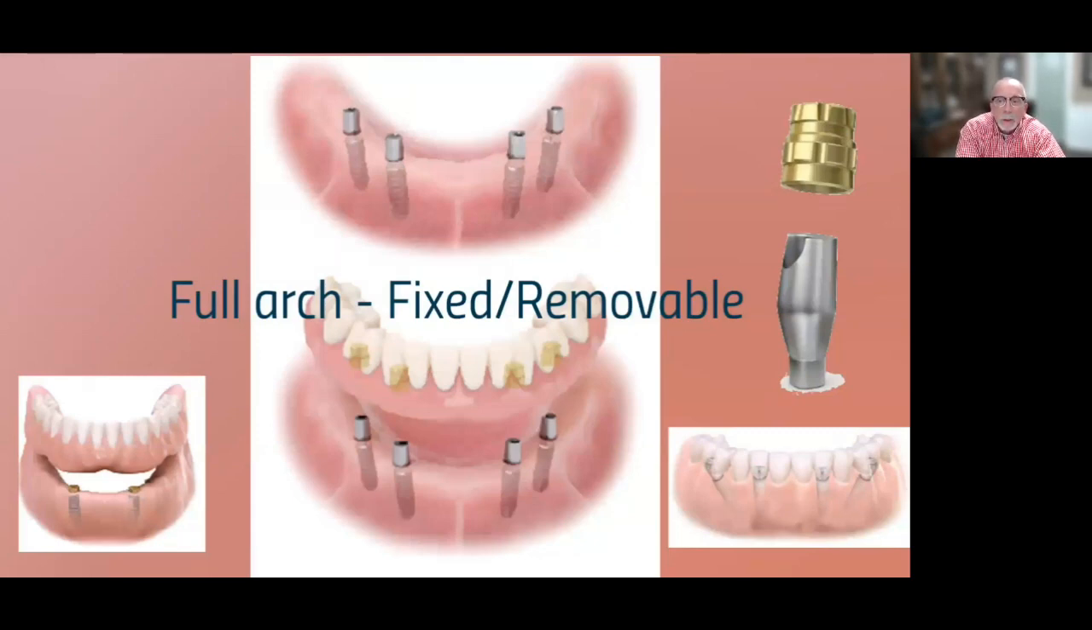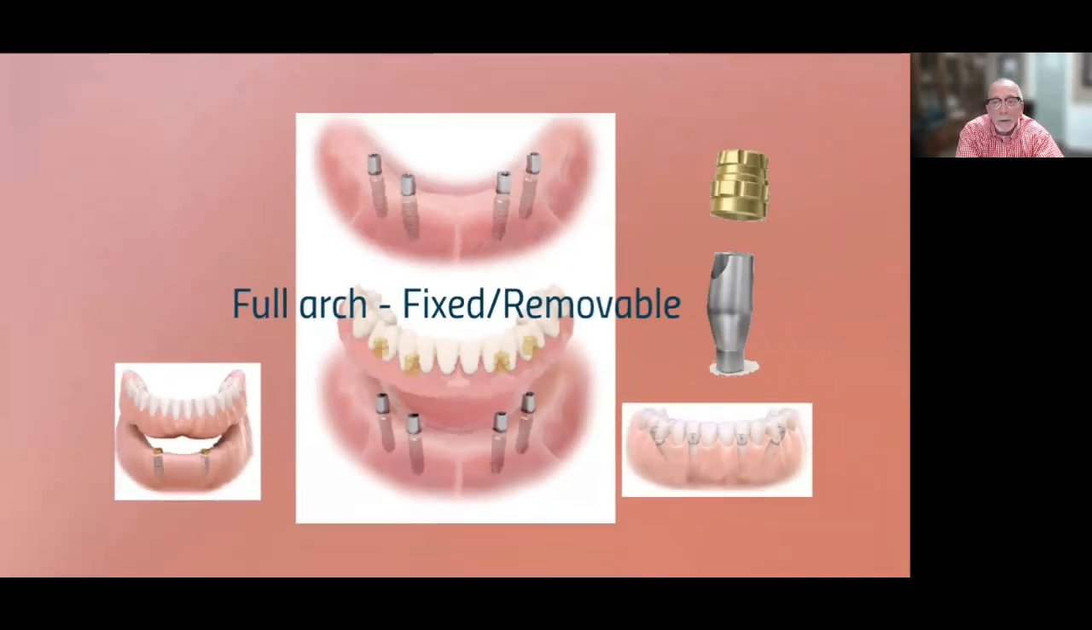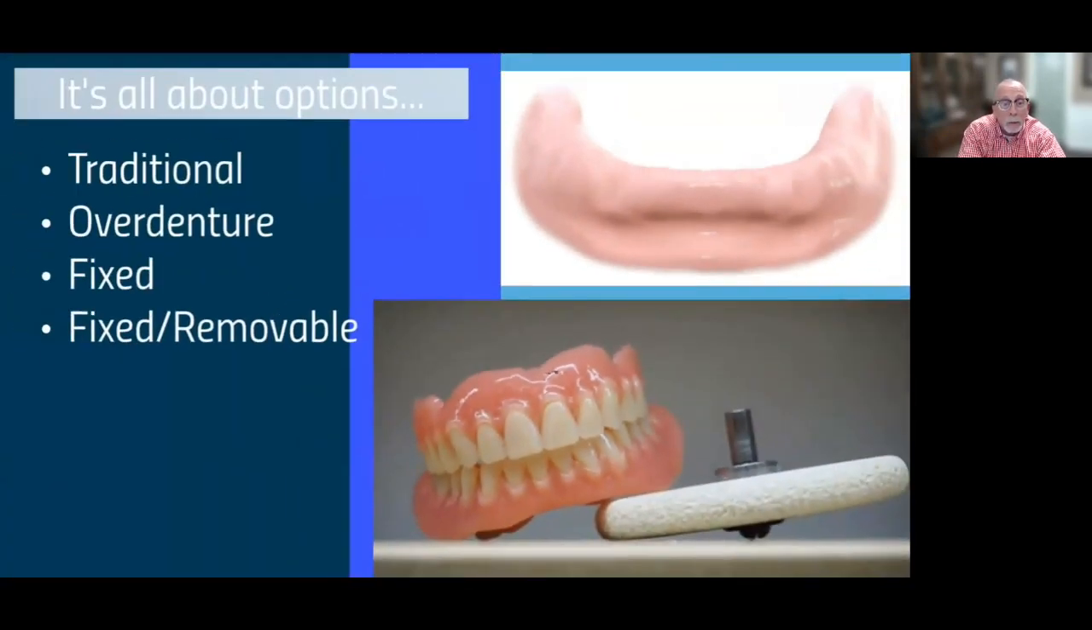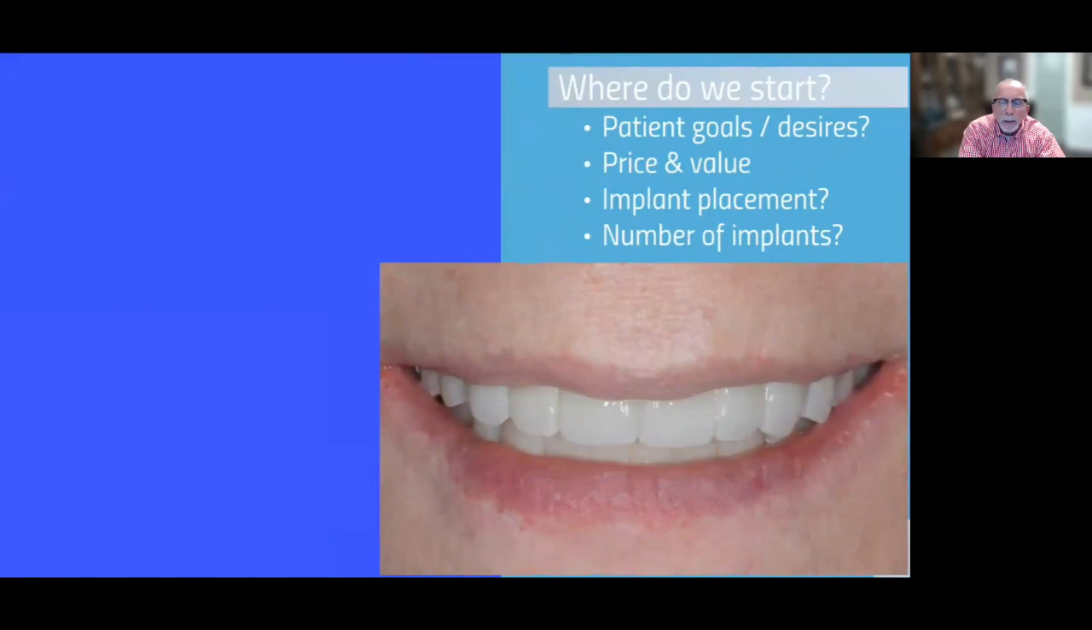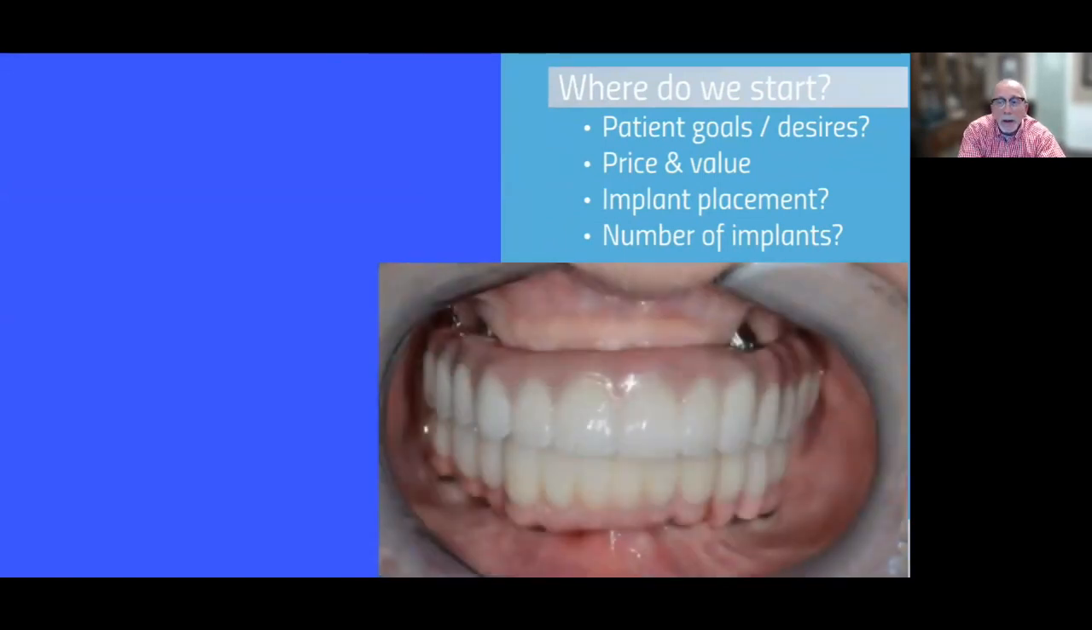Why would you want that? Well, let's say I need a flange, bone loss. The patient can't afford fixed. This is a lower cost alternative, but yet it feels like fixed. So those are the three options. We'll go through them quickly. And I always start with the patient. What do you want? What do you like? What do you not like about what you have now?